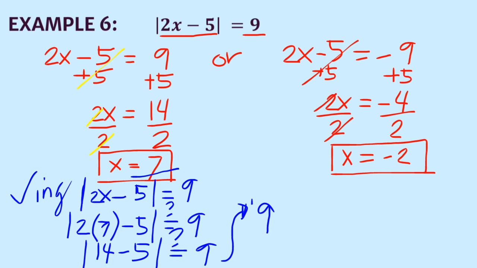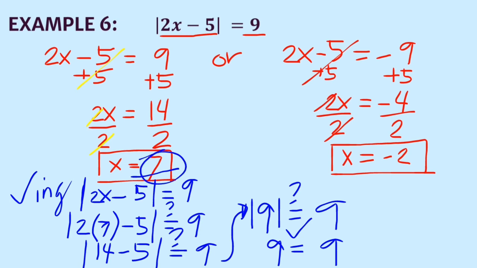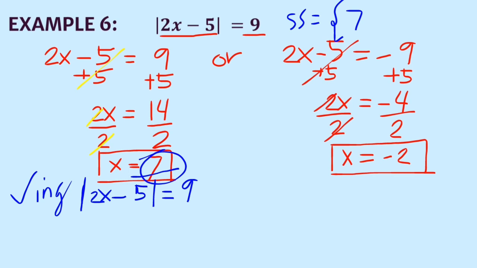So, 9 and 9. Now, what is the absolute value of 9? It is 9. Equal or not? It means that our 7 here is our solution set. But let's check if negative 2 is also our solution by doing our checking.